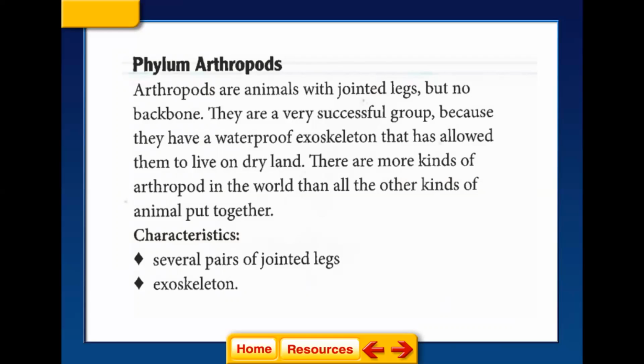There are more kinds of arthropods in the world than all other kinds of animals put together. The majority of animals are invertebrates, and the majority of invertebrates are arthropods. They have jointed legs and an exoskeleton. In addition, they are segmented.